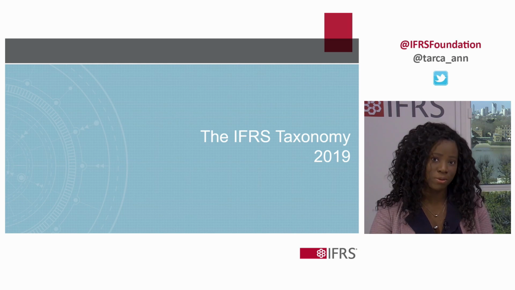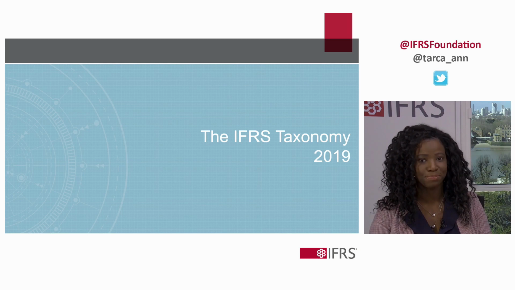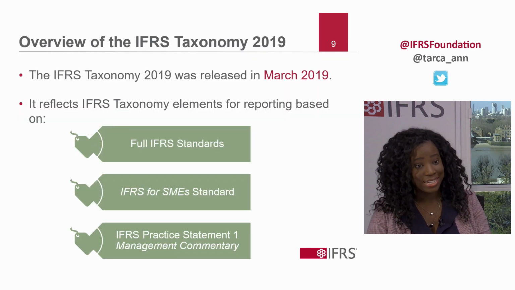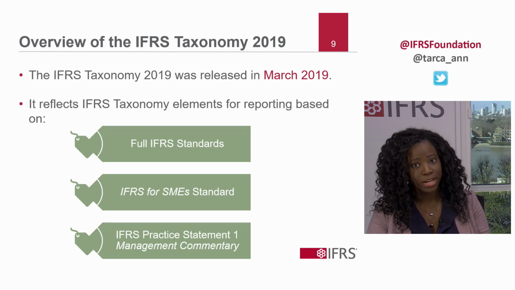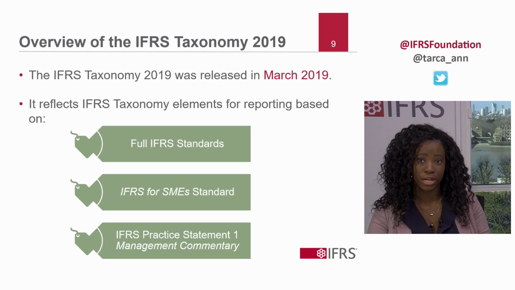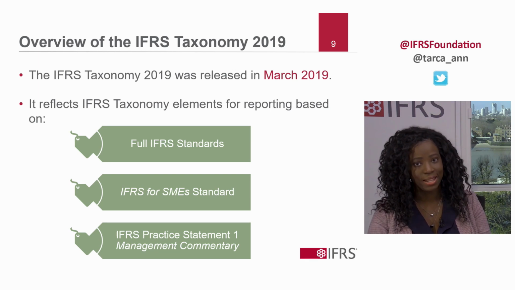Next, we'll elaborate on the content of the 2019 IFRS Taxonomy and how the new content has been identified. The 2019 IFRS Taxonomy was released in March. It reflects the full IFRS standards as at the 1st of January 2019, including those that have been issued but are not yet effective. The 2019 IFRS Taxonomy also includes elements for reporting based on the IFRS for SME standard and the practice statement and management commentary.